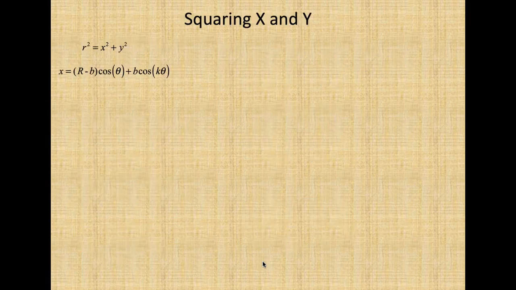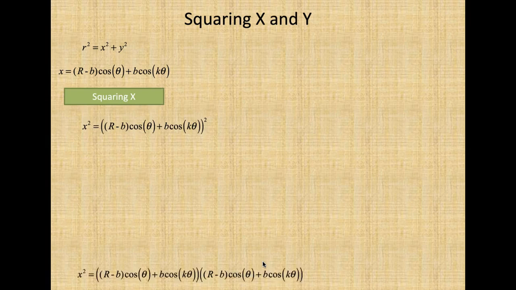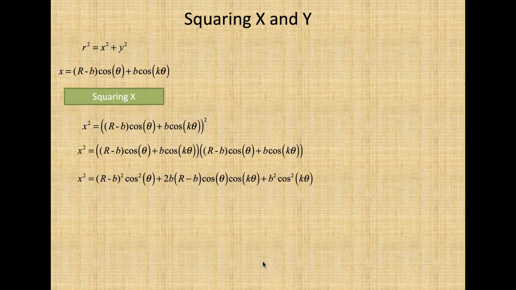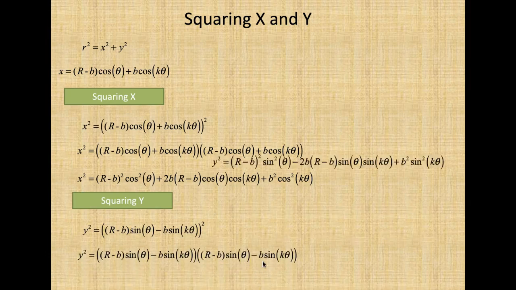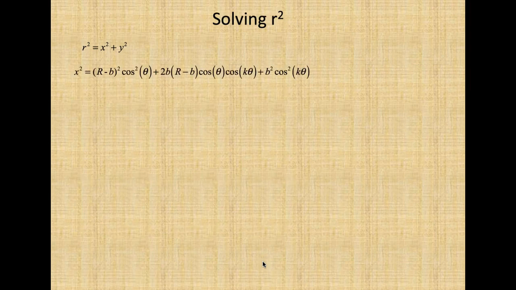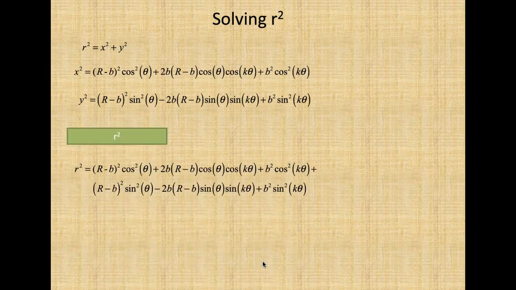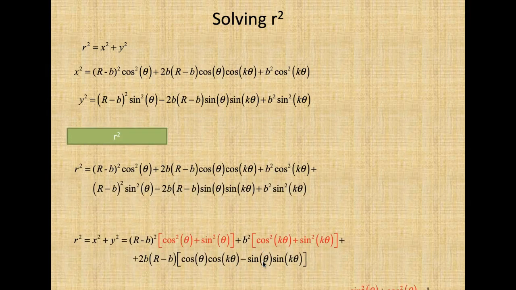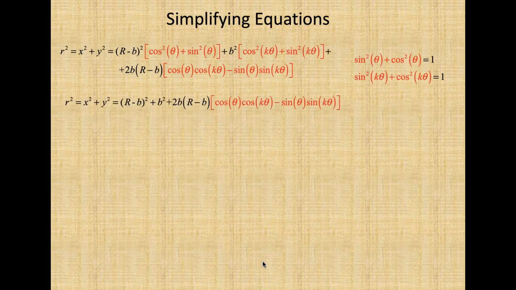Then we have r squared is x squared plus y squared. So let's square x. Here's x, we square it. Here's y, we square it. So r squared equals x squared plus y squared. Here's x, here's y, and we plug into r squared. We do some simplification. And we find that these terms, cosine squared theta plus sine squared theta, and cosine squared k theta plus sine squared k theta, they're both equal to 1. So we plug those in, and we have another identity.